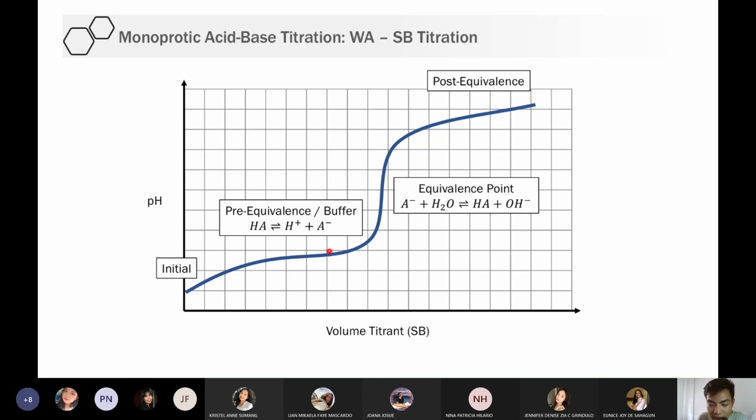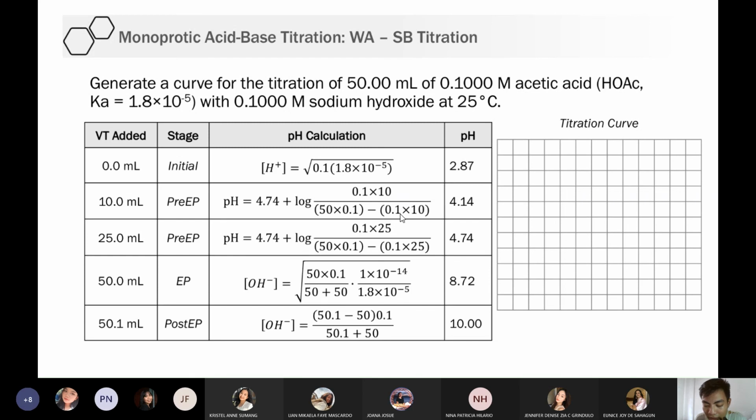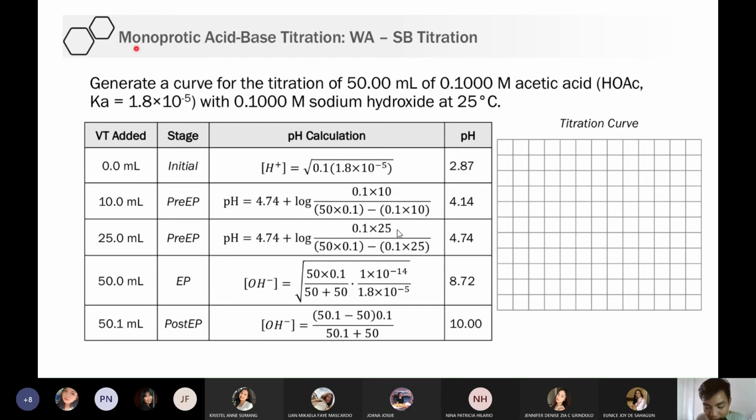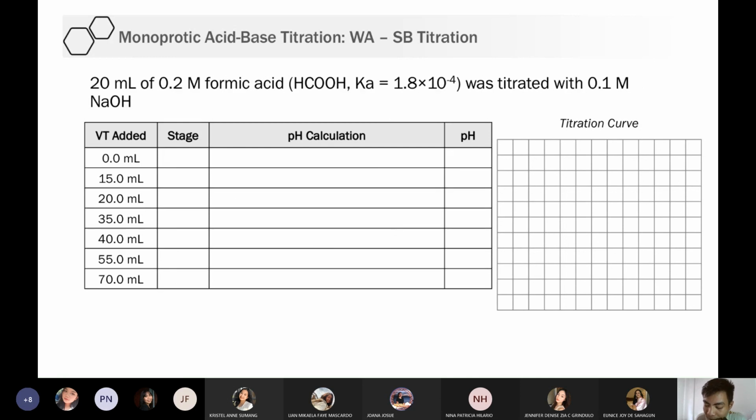However, if the buffer is destroyed, mag-equivalence point na tayo. Okay. So we will discuss more of this next meeting naman. Then yan na yung mga sagot. Kung gusto nyo aralin in advance, sige, go. Pero di-discuss ko pa yan carefully next meeting.